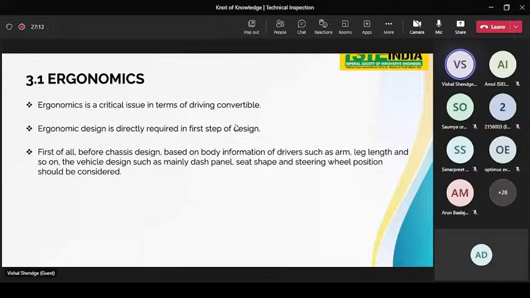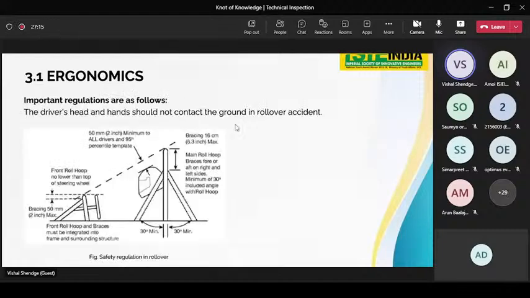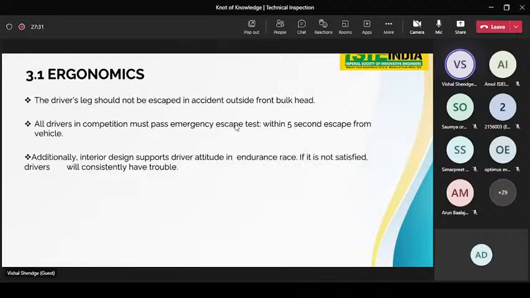This is an important regulation: the driver's head and hands should not contact the ground in a rollover accident. This is a 50 mm, 2-inch minimum for all drivers and the 95% template. The driver's legs should not escape outside of the front bulkhead in an accident. All drivers in competition must pass the emergency escape test within 5 seconds, which we know as the egress test.